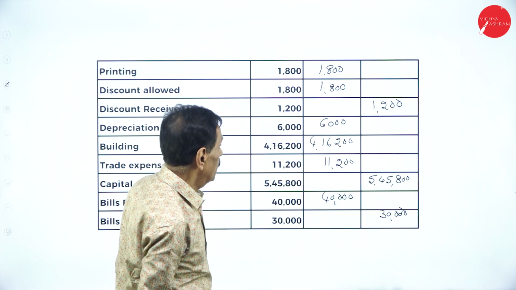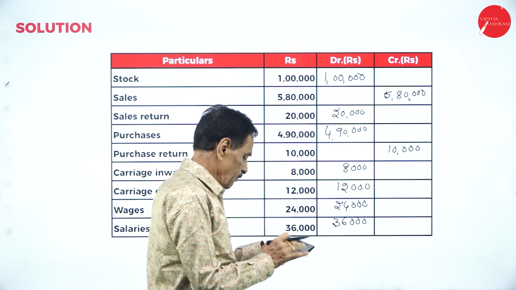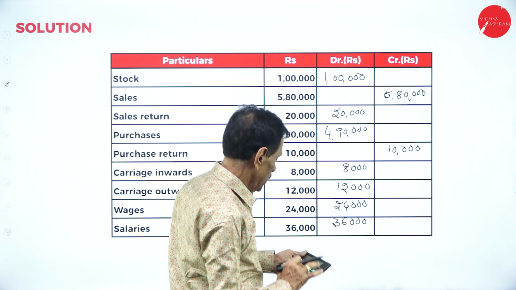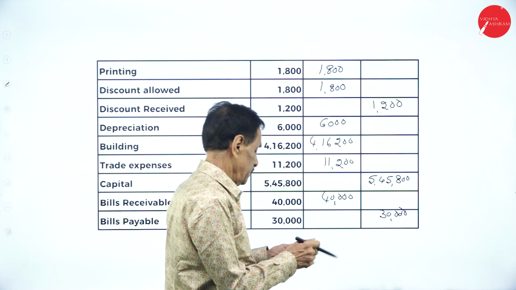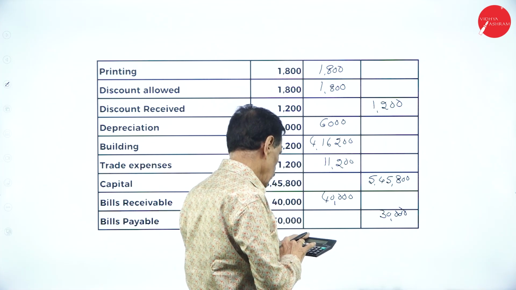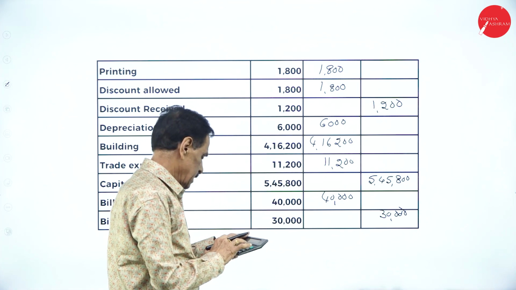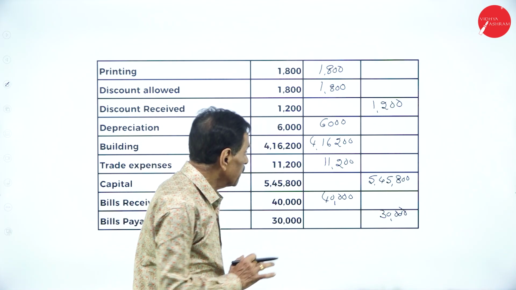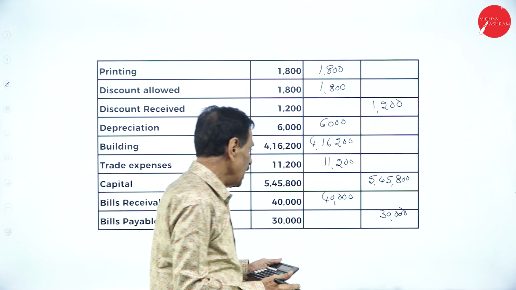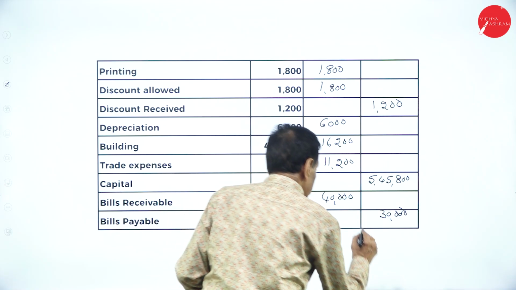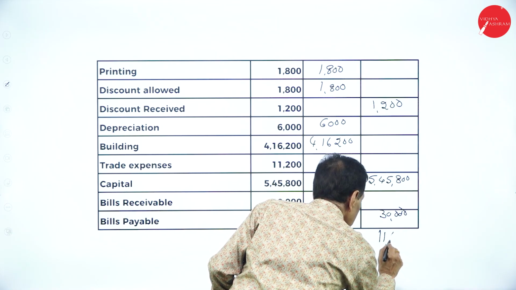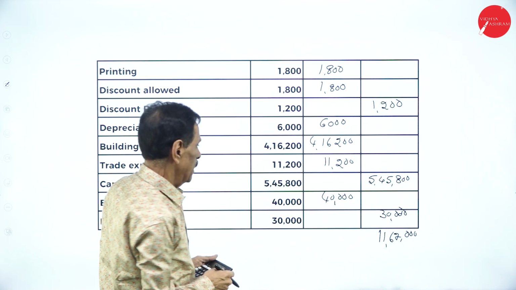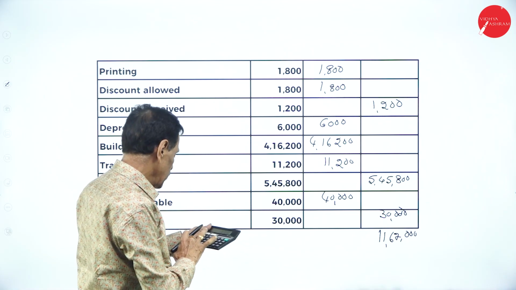Now we'll make the total. Credit side: 5,80,000 plus 10,000 plus 1,200 plus 5,45,800 plus... 11,67,000. Come back to debit side.